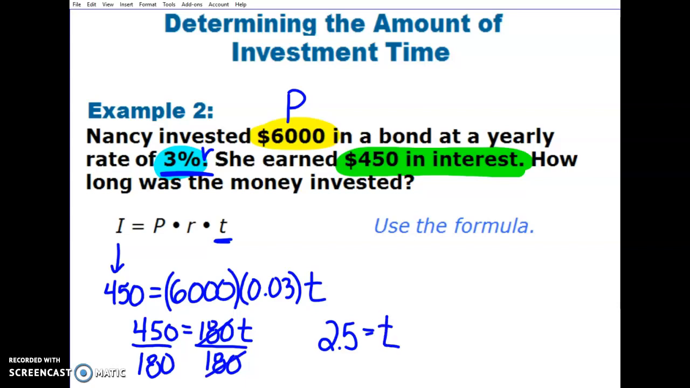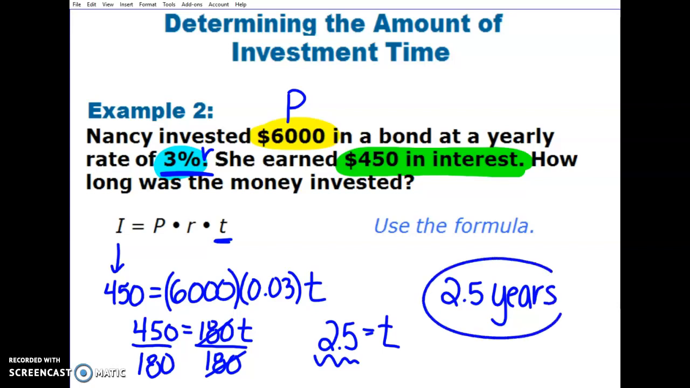So the question is, how long was the loan for? The loan is for 2.5. We want to think, though, what does that 2.5 represent? It represents years. So 2.5 years would be the total amount of time that that loan was for.